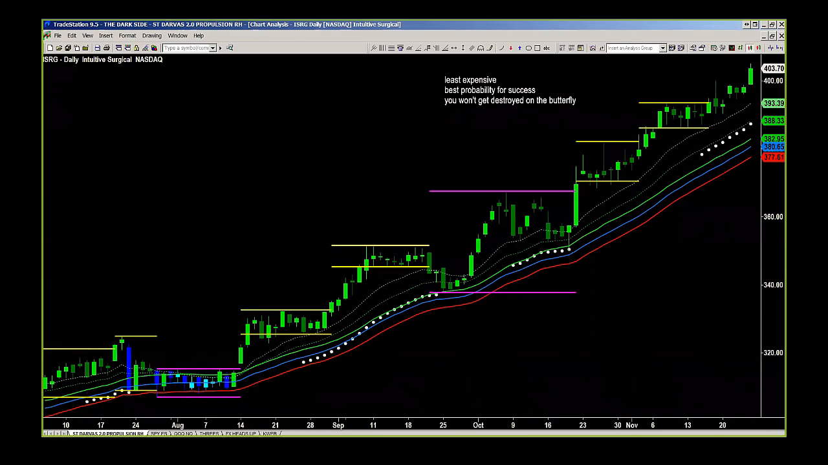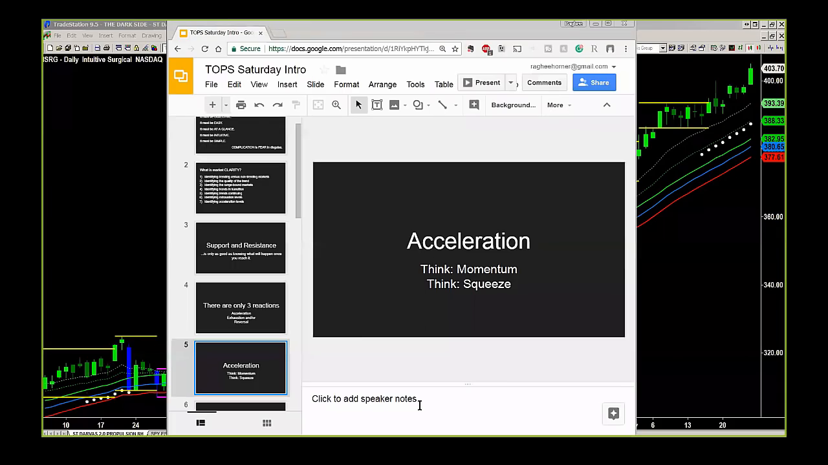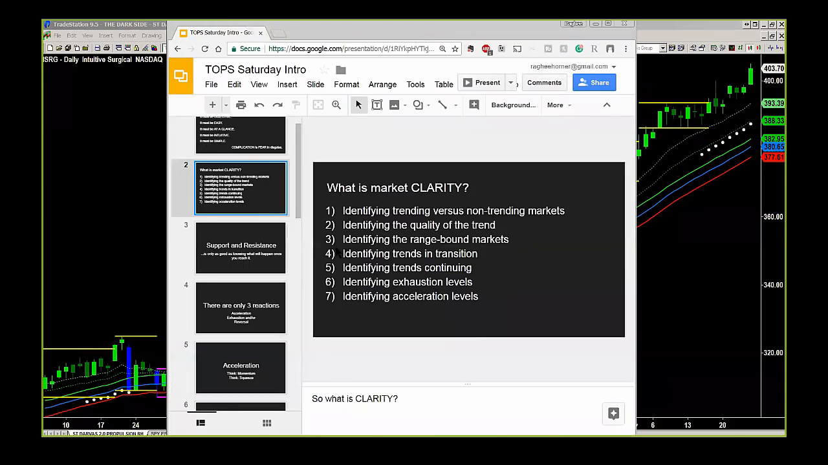But again, it's charting for non-chartists because with a few colors, a few dots, and a few moving averages, you're going to understand the quality, strength, and direction of the trend. Very objective. I mean, it's all about clarity, and that was what the TOPS class was all about. It was all about clarity, understanding trending versus non-trending markets.